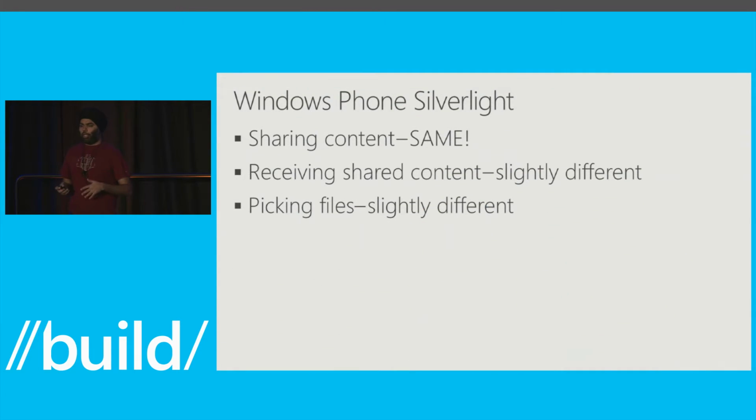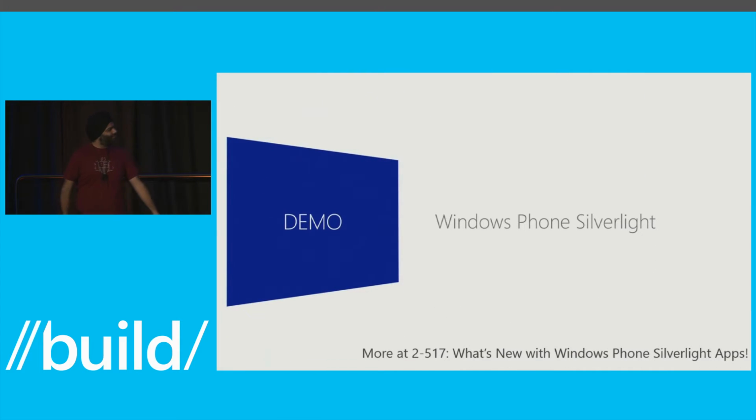The sharing content API is the exact same. There are slight, and I stress slight, differences in the way you receive shared content and the way you pick files, simply because the Silverlight application model is slightly different from the Windows runtime one. And to prove that it really is slight, John will show it off.